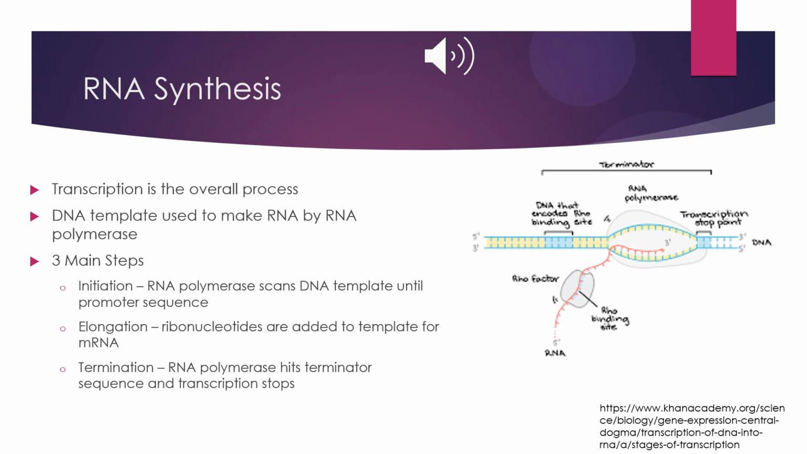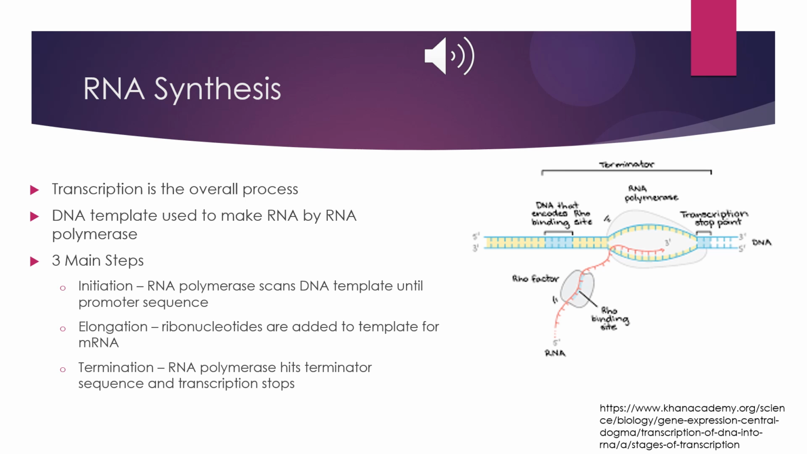In this slide, we will be discussing RNA synthesis. The overall process for making RNA is transcription. A DNA template is used to make RNA by an RNA polymerase. There are 3 main steps in creating RNA. The first step is initiation.